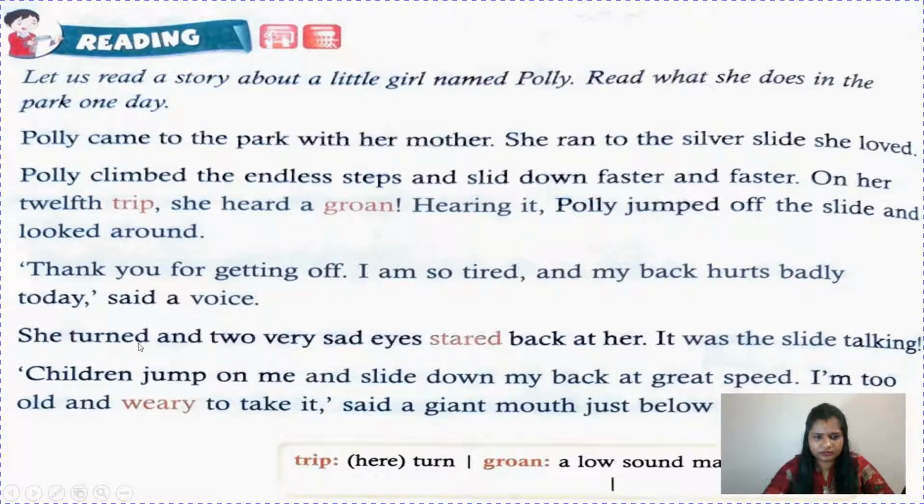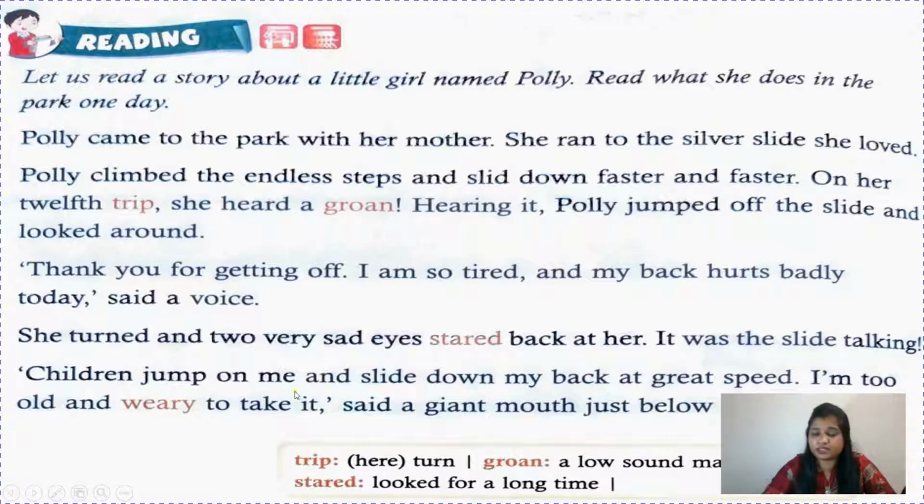She turned and two very sad eyes stared back at her. Stared means looked for a long time, or you can say to look someone continuously without blinking your eyes. So when she turned, she saw two very sad eyes and it was looking at her continuously. It was the slide talking. Children, what do you think? Does slide talk? Maybe it is a story so it can talk.